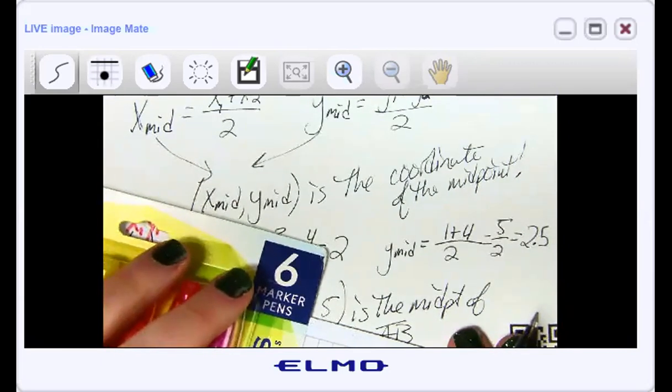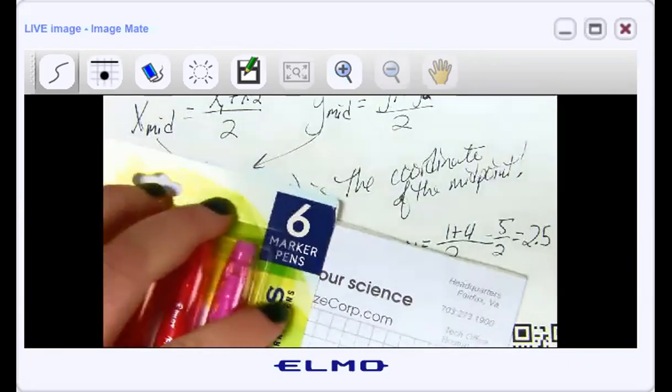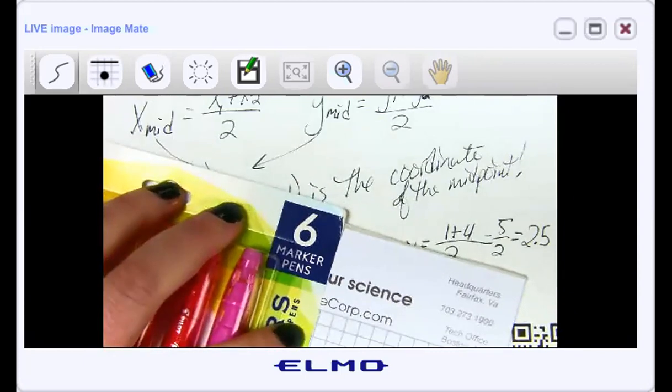Give me 1 second. I gotta draw my lines nice. Still need to get a ruler in here.